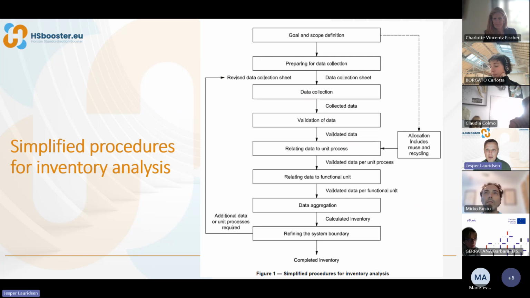So in this requirements standard, you see it's more or less the same as 14040, but now we are getting more into details. We have a goal and scope definition, and we're preparing for data collection. We do our data collection, validation of data, relating data to unit process, relating data to functional unit, and doing data aggregation and refining system boundaries. And I could turn it around and say the reason why Mirko presented things the way he did is also maybe because it's in a standard, so that there is a clear process for how he should do an LCA.